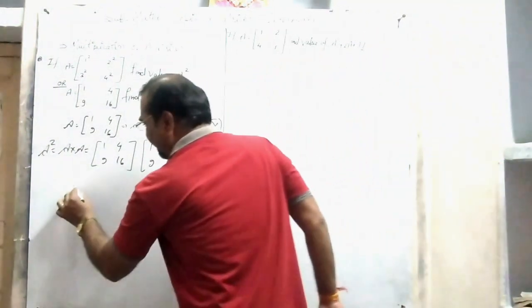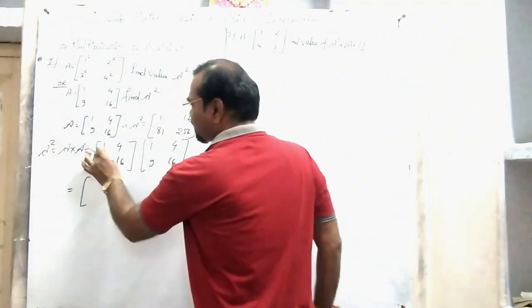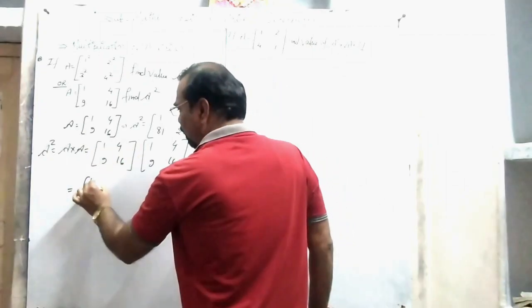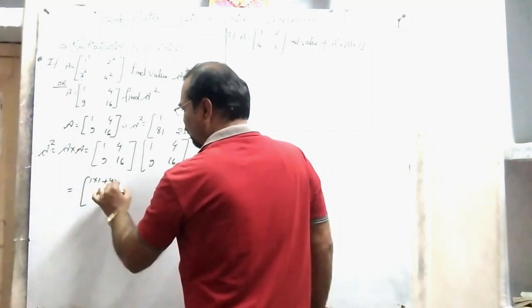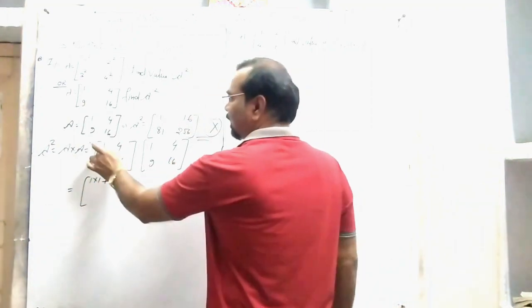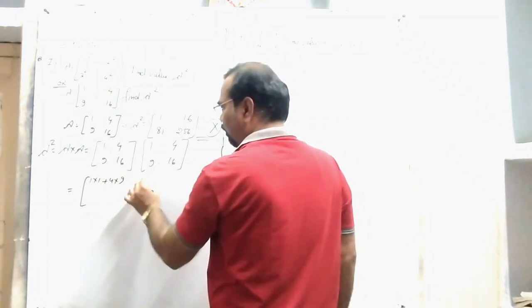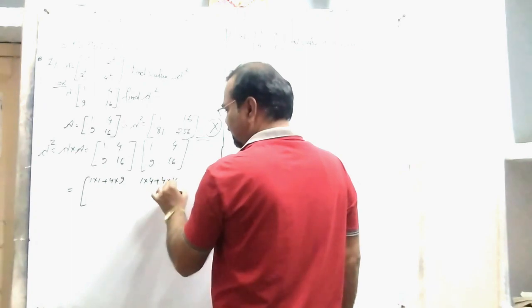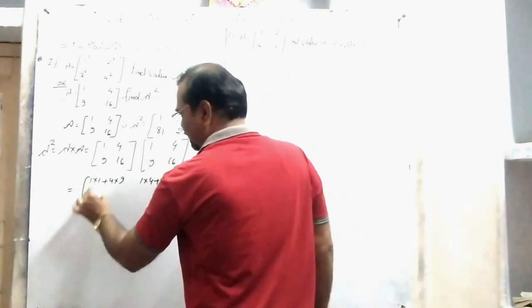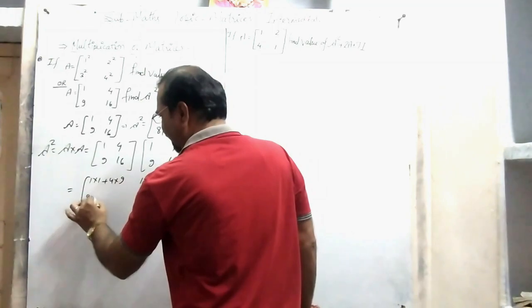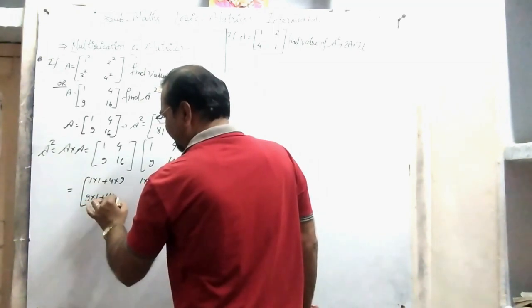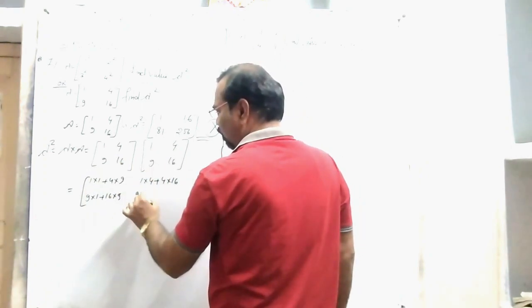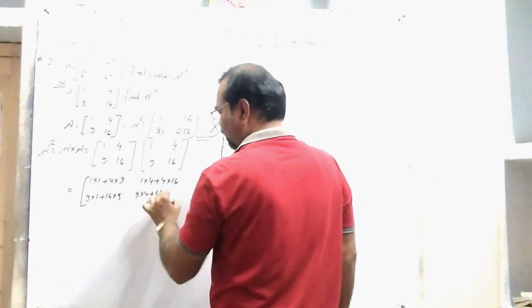Then what we can do: A square means first row and first column, 1 cross 1, 4 cross 9. Then first row and second column, 1 cross 4 plus 4 cross 16. Then second row and first column, 9 cross 1 plus 16 cross 9. Then 9 multiplied by 4, that is 9 cross 4 plus 16 cross 16.